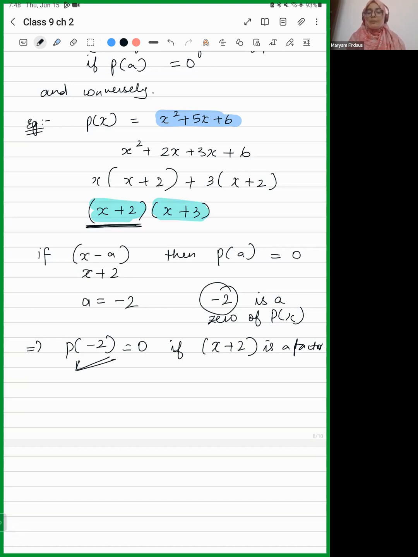Now things will start becoming more clear to you as we do more examples. So if you haven't been able to understand it much, don't worry. We'll understand as we do more examples. Is that okay? Yes, ma'am.